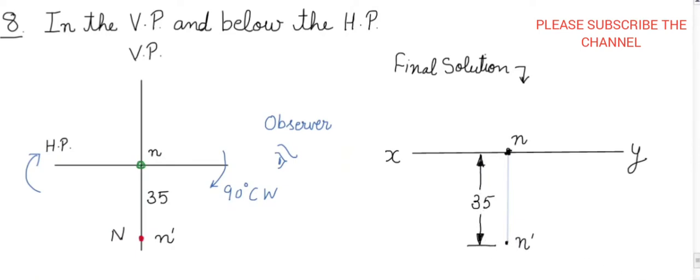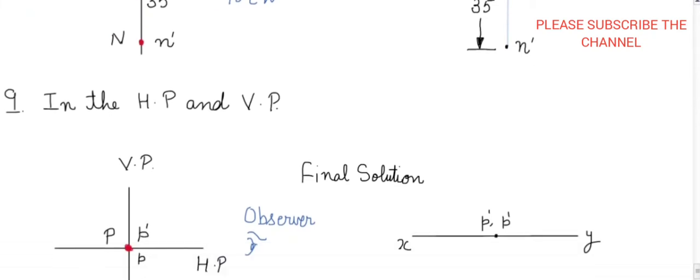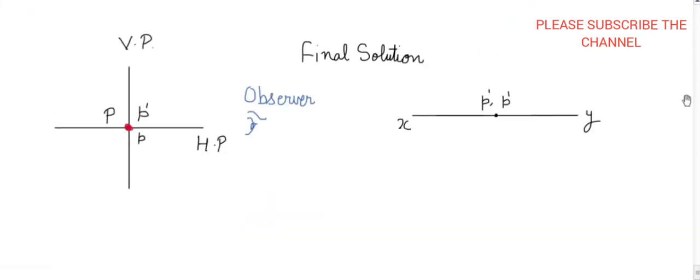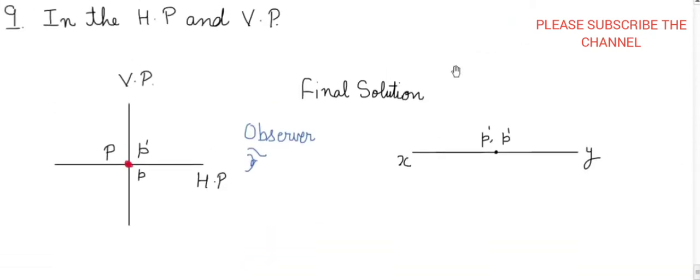Okay. So now move to our final case. The point is lying both in HP and VP. Only one case is there. The point needs to be on the origin. When the observer sees this point, the point is lying on the origin, and the front view and top view also lie where the point is lying itself. And this one is denoted by the front view and this is the top view, P dash and P.